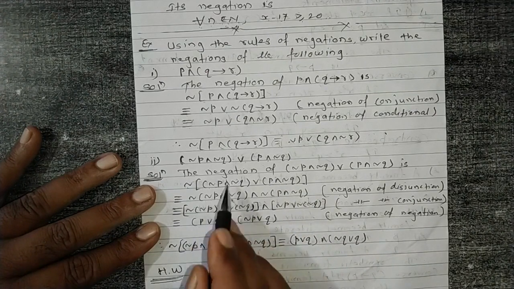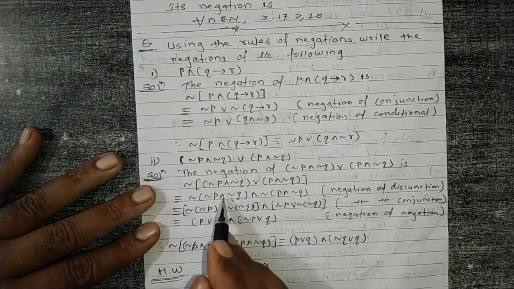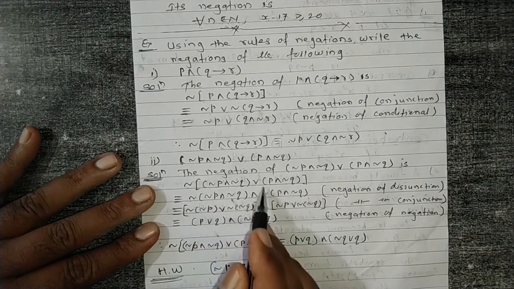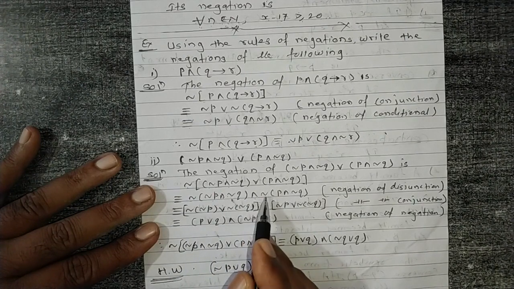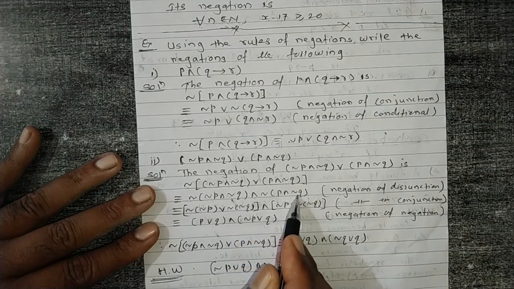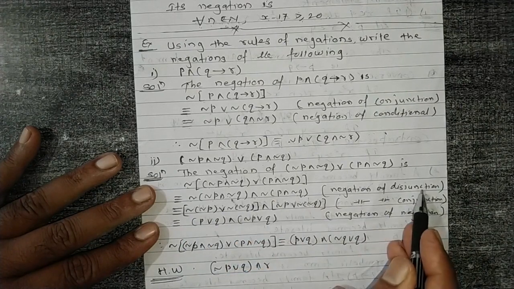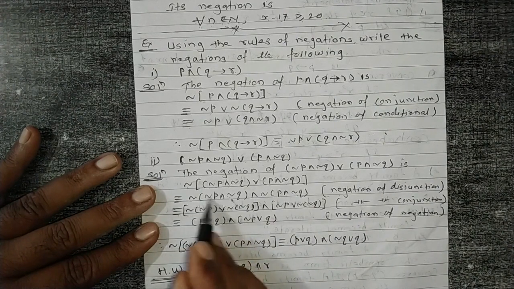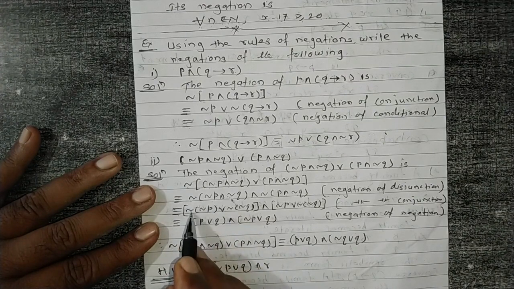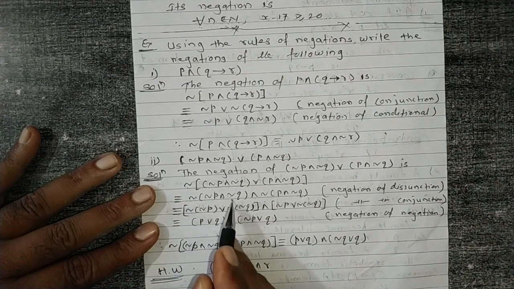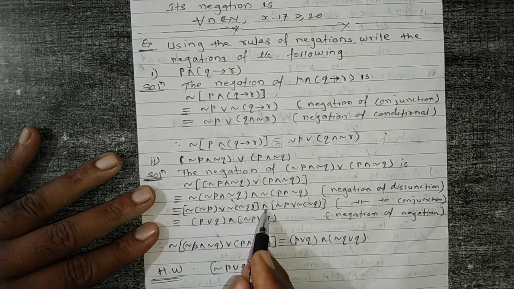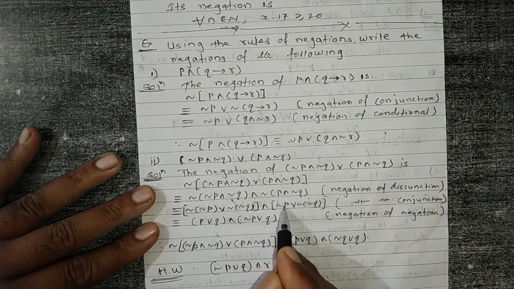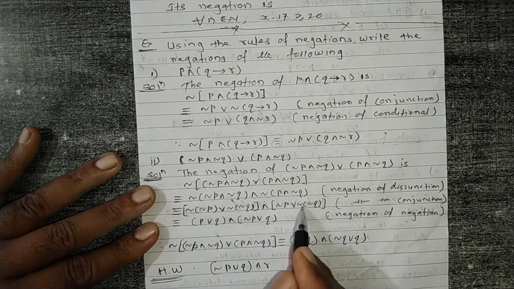By using this rule it can be written as negation of first bracket conjunction negation of second bracket, disjunction replaced by conjunction: negation of (negation P conjunction negation Q) conjunction negation of (P conjunction negation Q), by negation of disjunction. Again we can use the rule of negation of conjunction. It can be written as (negation of negation P disjunction negation of negation Q), conjunction as it is, (negation P disjunction negation of negation Q).